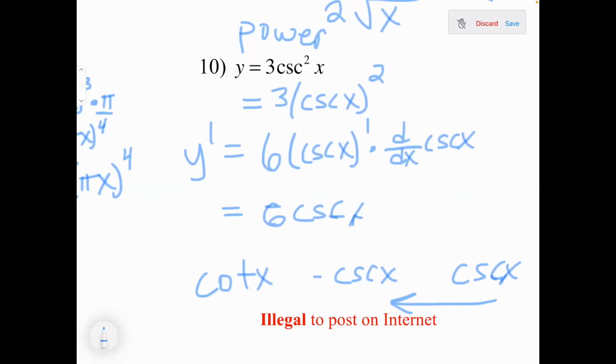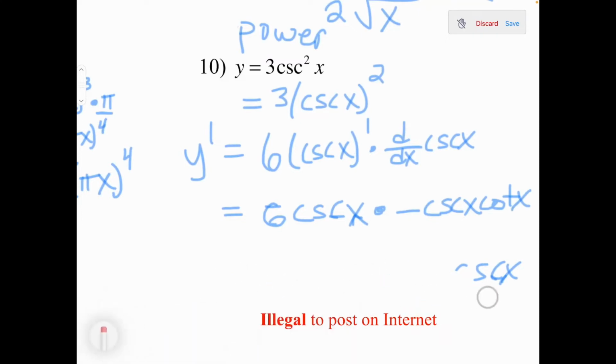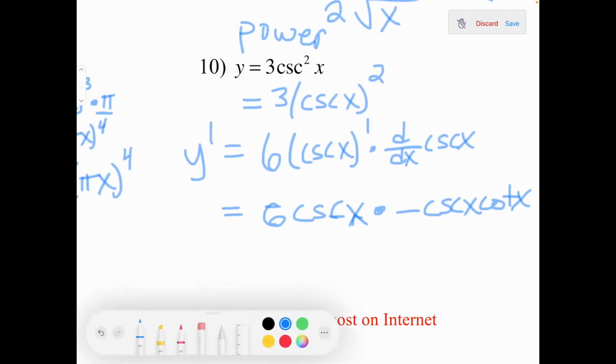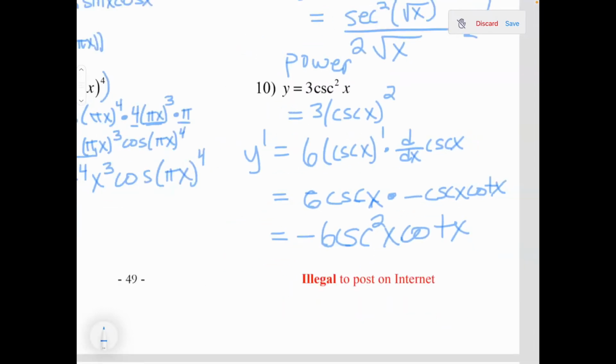So we get 6 cosecant x. Pencil's not writing for some reason. Cosecant x times negative cosecant x cotangent x. And now if we multiply the cosecants together, and pull the negative out front, we end up with negative 6 cosecant squared x times cotangent x. That will be our derivative for number 10.